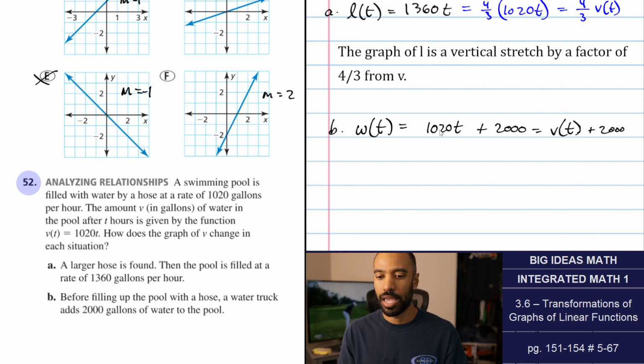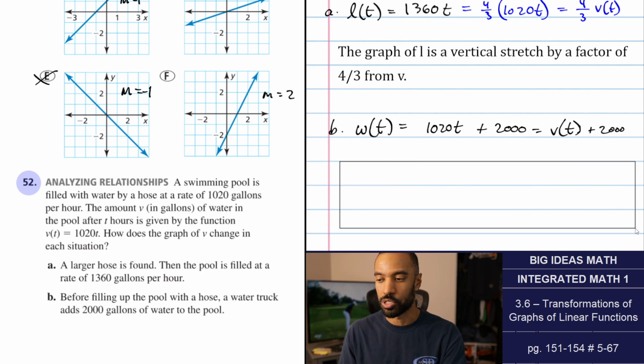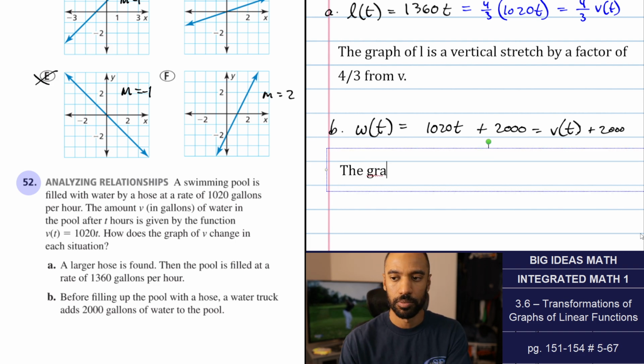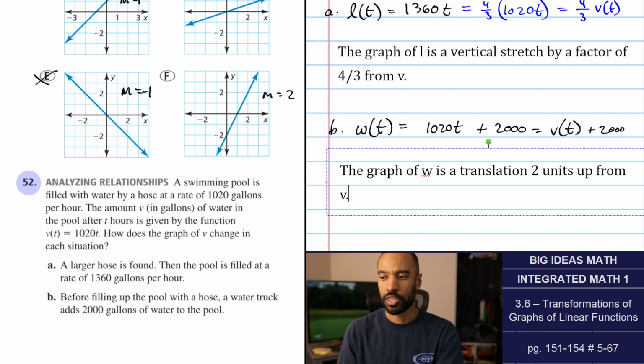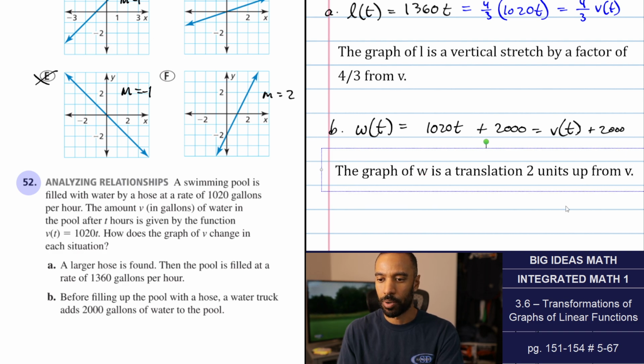But the graph here is a vertical translation. It's 2,000 units up. So the graph of W is a translation 2,000 units up from V. I think they're all from V, right? They're not from like the part A or whatever.